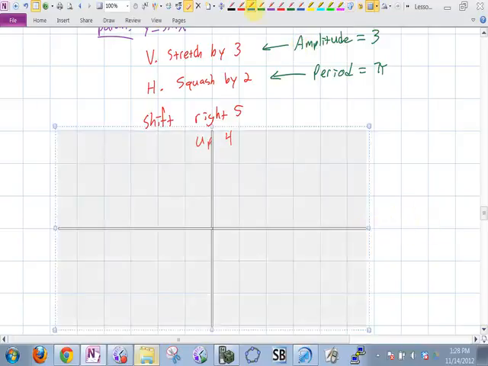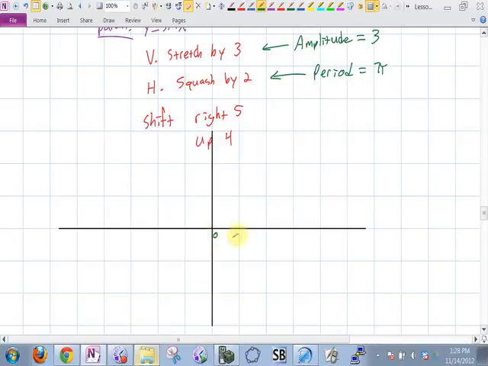And so what I would typically do is label my axes by pi fourths. So here's 0, pi fourths, pi halves, 3 pi fourths, pi, 5 pi fourths, 3 pi halves, 7 pi fourths, 2 pi.